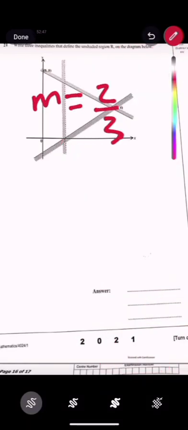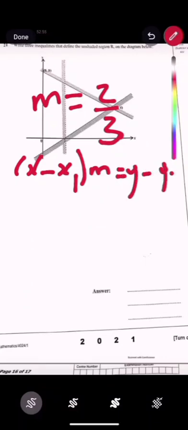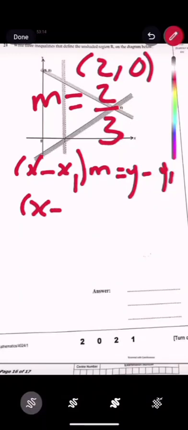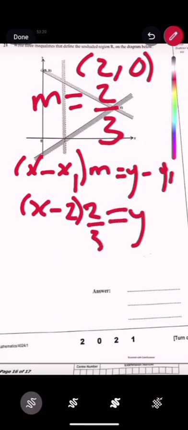Now, to find the equation, we use that formula which I don't like: x minus x1 times m equals y minus y1. For those who like my formula, the other one, you can use that, you get the same answer. So we pick an endpoint here. Which one should we pick? 8,4 or 2,0? 2,0 is better. Anything that has 0 is better. So we're going to have x minus x1, which is 2, m is 2 over 3, y minus y1 is 0. So here we're going to have 2 over 3 times x.